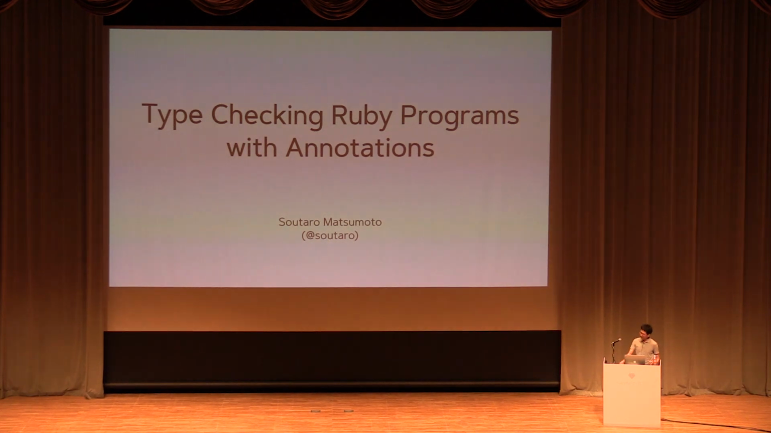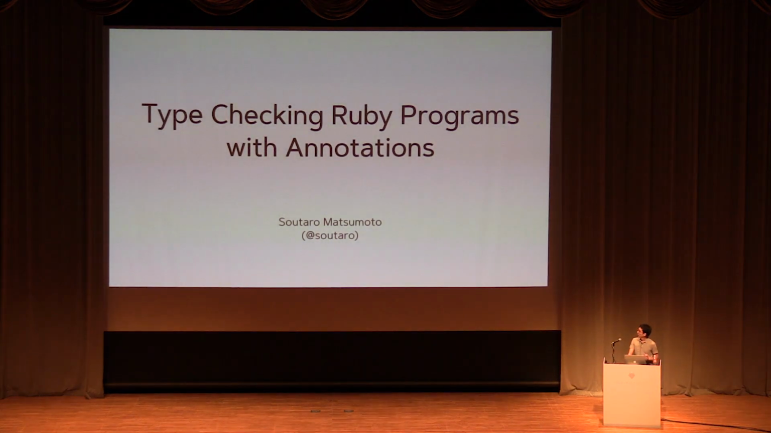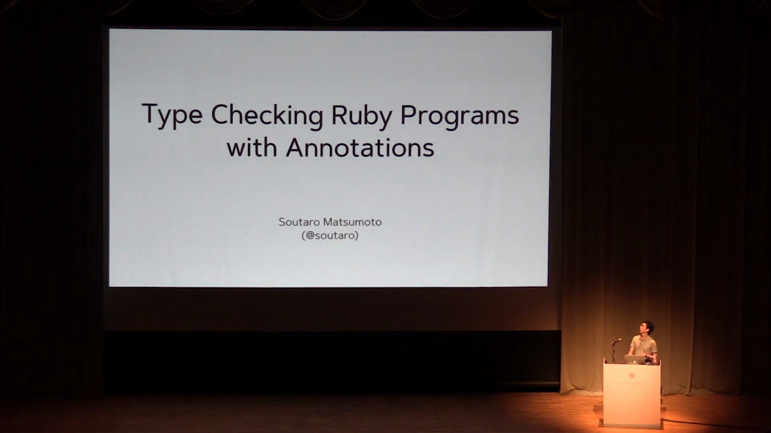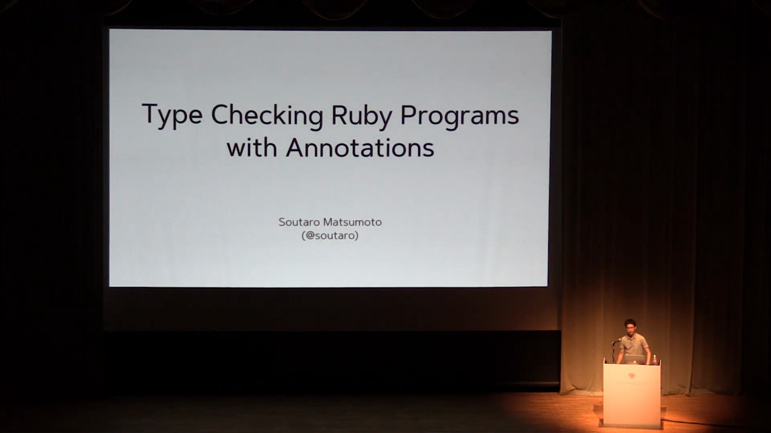Okay, so today I'm talking about type checking Ruby programs with annotations. The last talk was also about type checking, so there are two talks about type checking.